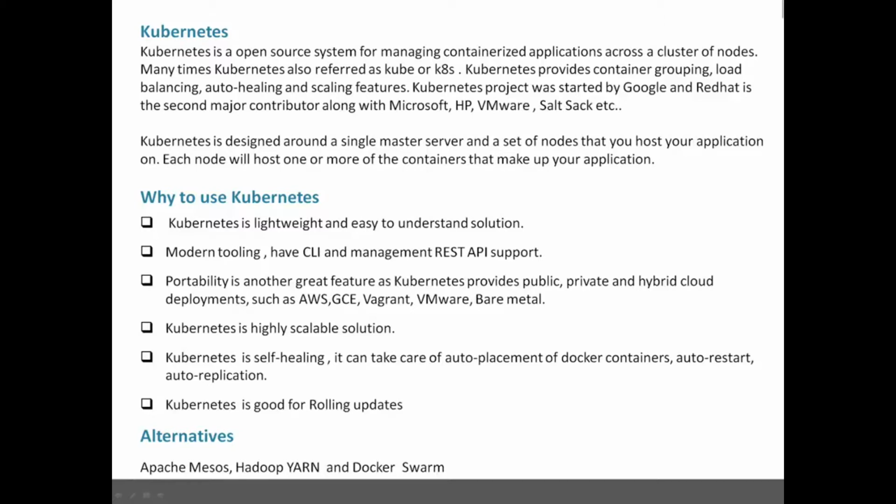Kubernetes is good for rolling updates. That's another great feature. Now you may be thinking, why use Kubernetes? Is there any other solution in the market? Yep, definitely there are. Apache Mesos, that's one solution. Hadoop YARN, and the popular one, Docker Swarm. Docker Swarm is basically a Docker cluster. So there are other alternatives, but Kubernetes is the popular one because Google is maintaining it and it's widely used in Google. So it's good to have a basic understanding of Kubernetes.